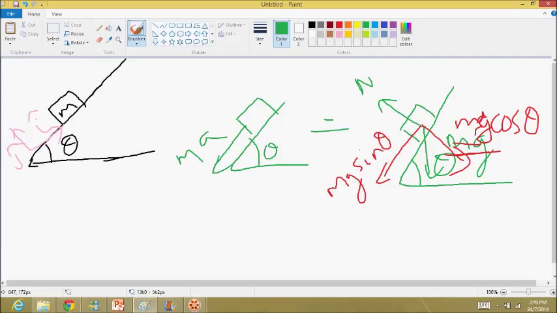Now before we write the mathematical expression for this, we need to remember to maintain the directions. So we have our ma in the kinetic diagram in the minus i direction. We have our N in the positive j direction. We have mg sine theta again in the minus i direction, and we have mg cos theta in the minus j direction. And now we can write out our entire equation.